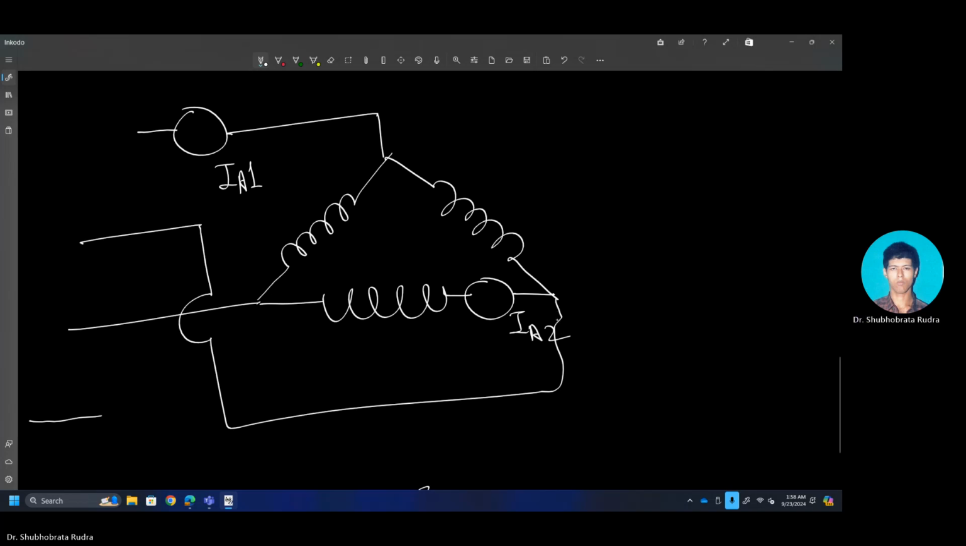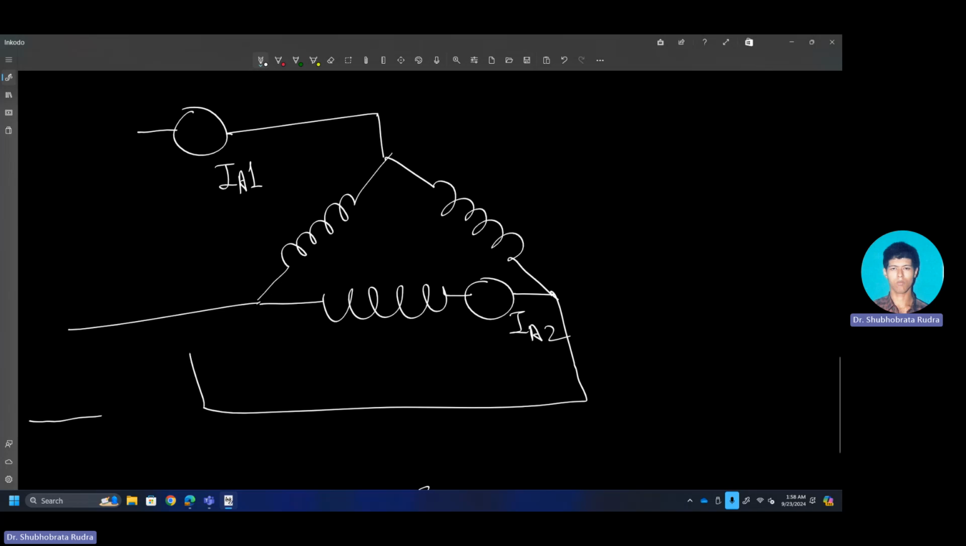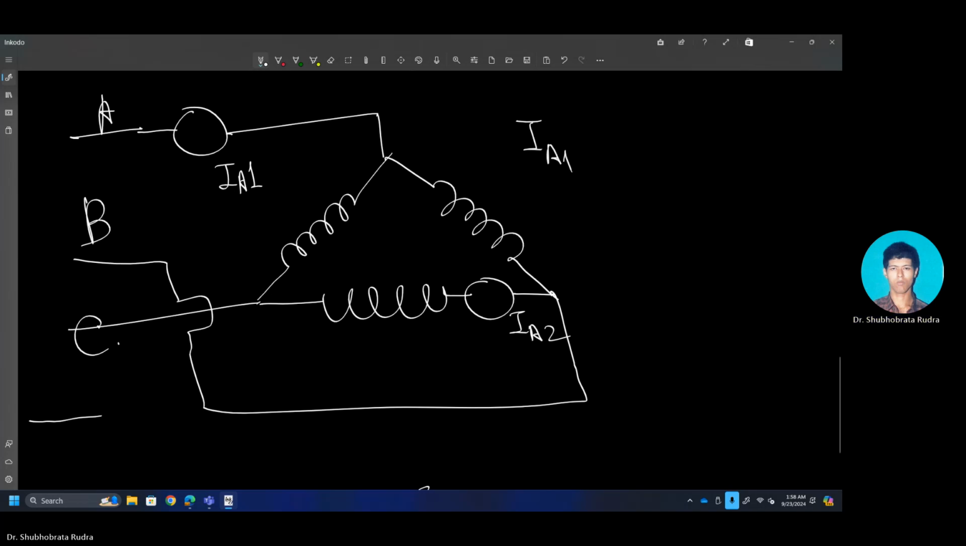This is your modified circuit diagram. Now, what we need to find out is IA1 delta, the relation between IA1 delta and IA1Y, and also IA2 delta and IA2Y.